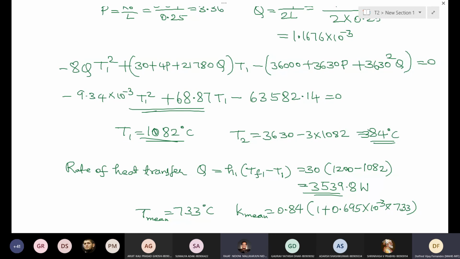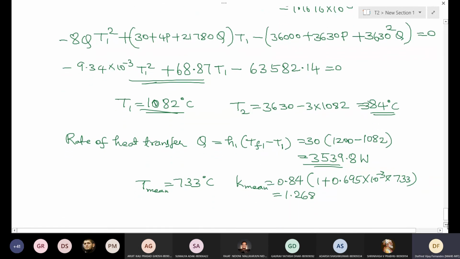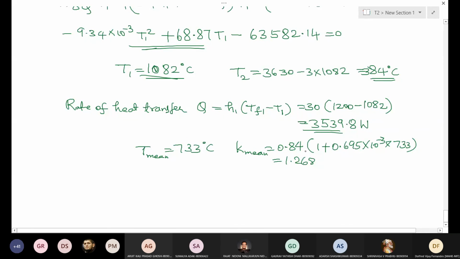1.268, so you got 1.268 watt per meter Kelvin. So we have K mean. Now we can calculate Q.